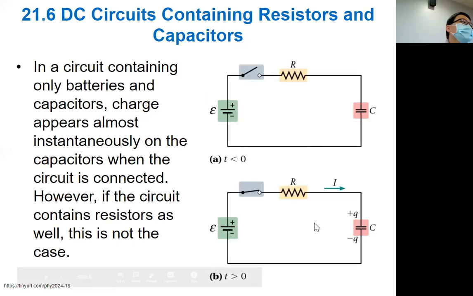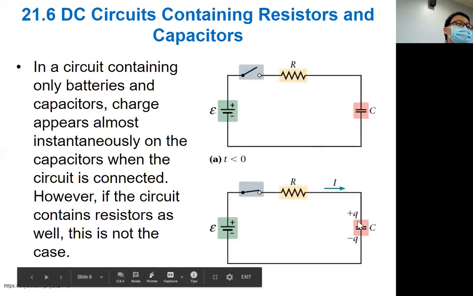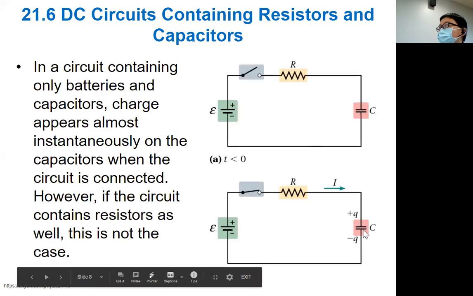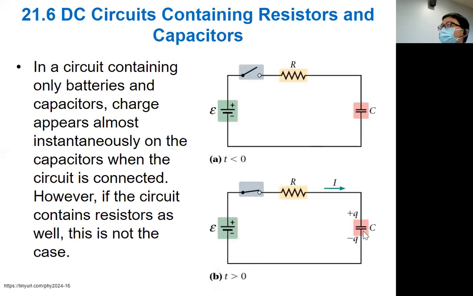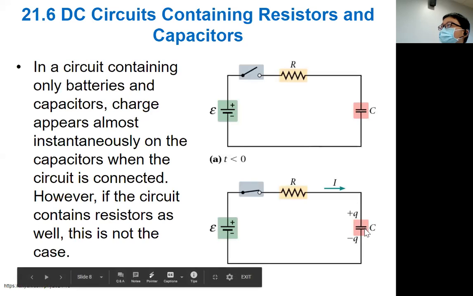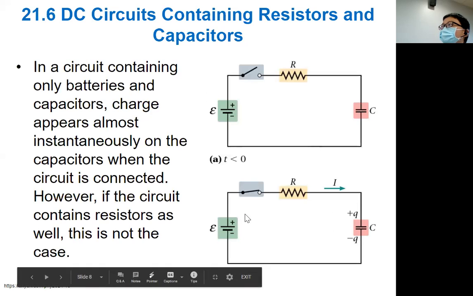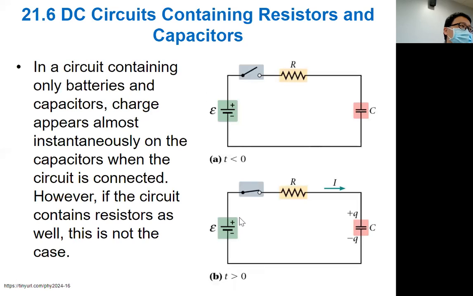You'll have charge build up on the plates, and then there will be potential build up across the plates. At some point later, you'll reach the point where the potential across the capacitor is the same as the potential provided by the battery. Then there will be no more charge flowing, because now these two are at equal potential. So you have charged your capacitor. In that sense, the capacitor now will have charge and potential build up.